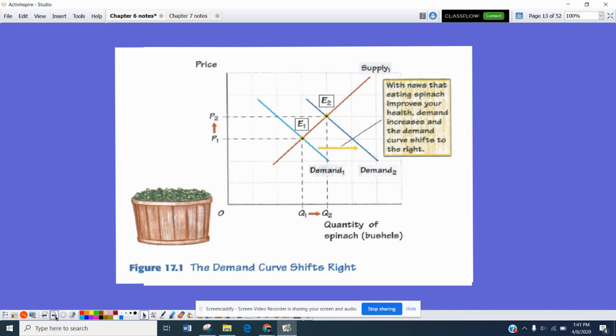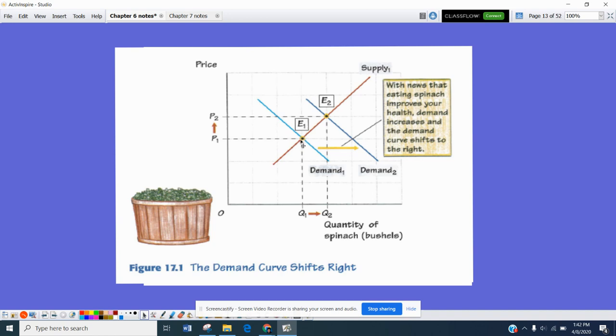So we're going to take a look at some examples from your textbook, talking about the movement in the demand curves when we talk about spinach. And supposedly the news is that eating spinach improves your health, and hence that causes the demand for spinach to go up. So we have our original demand curve here, this lighter blue, and we got our supply curve. The equilibrium price is here.